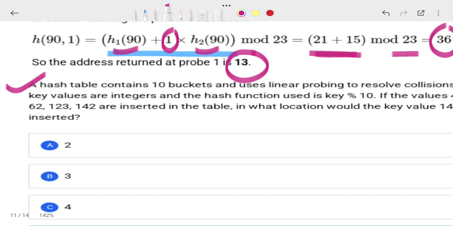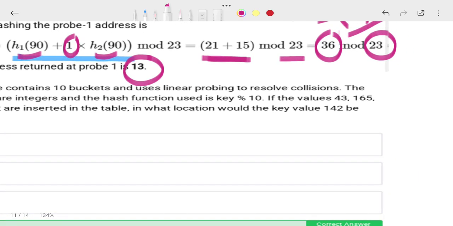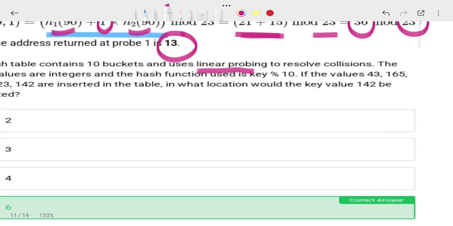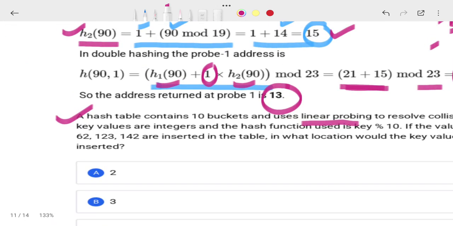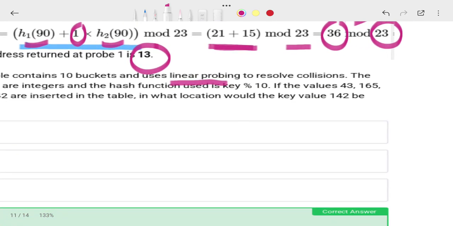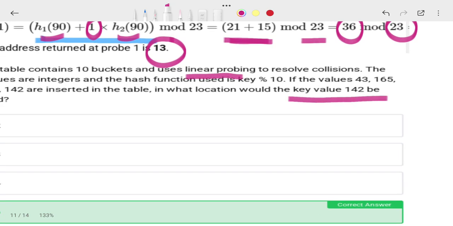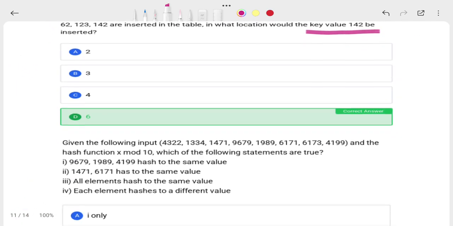A hash table contains 10 buckets, and uses linear probing to resolve collision. The keys are integers and the hash function used is key modulo 10. If the values 43, 165, 62, 123, 142 are inserted in the hash table, in what location would the key 142 be placed? Where will 142 be placed? Very simple. What will you do?